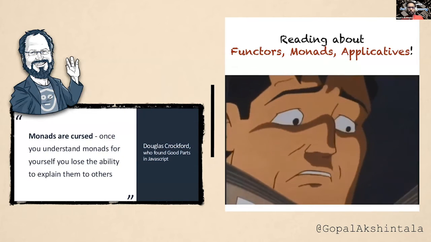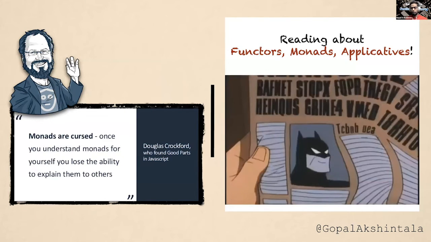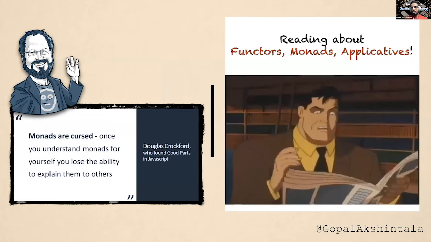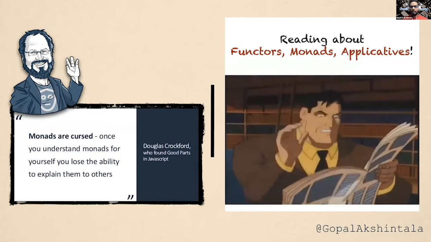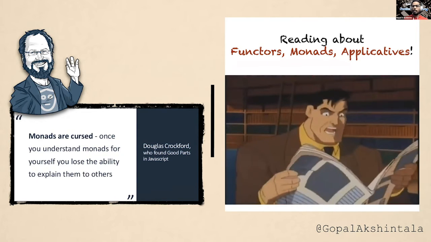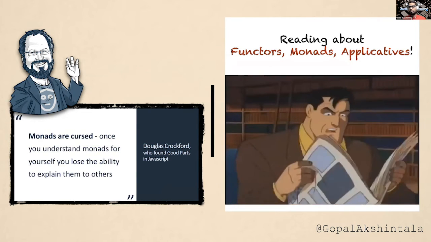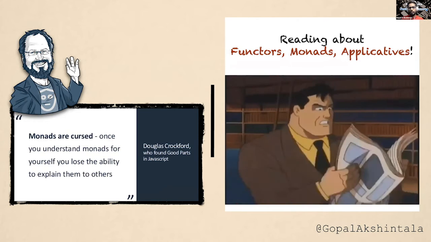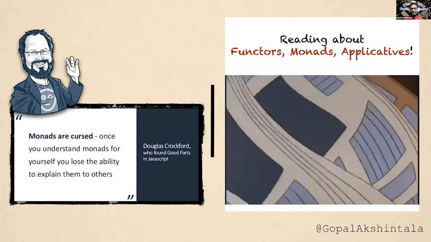And this is me, by the way, trying to understand functors, monads, applicatives in my initial days, going through all those papers and blog posts. None of them made sense. Like, a monad is a monoid in the category of endofunctors. That's like a Harry Potter spell, right? It didn't really make any sense to me.